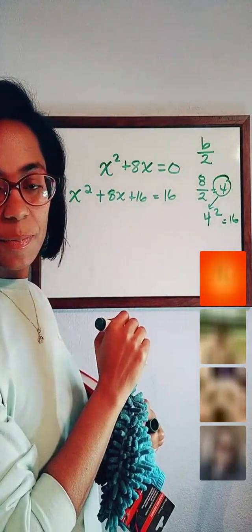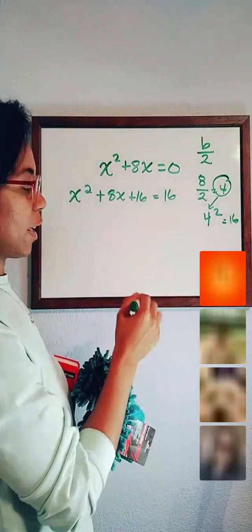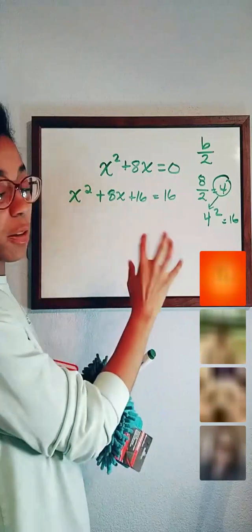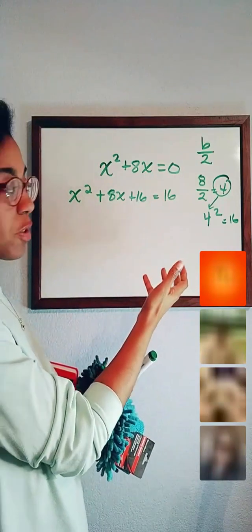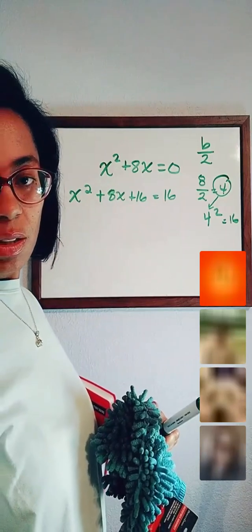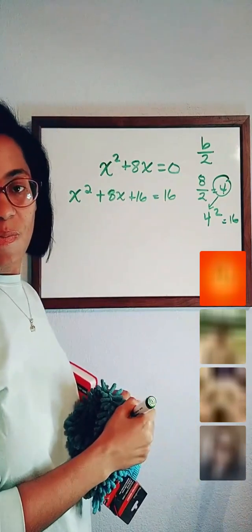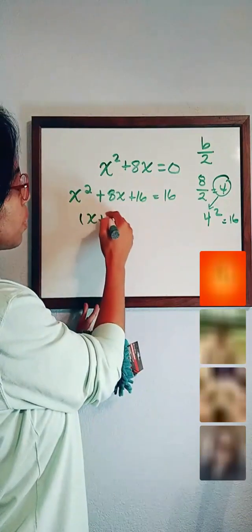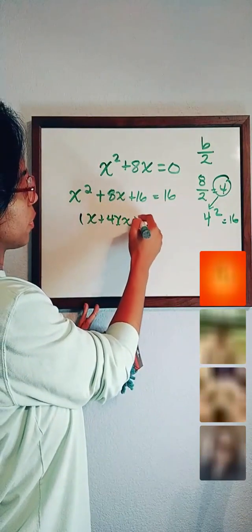Is it a factorization or what? What we're going to do is factor it to make a perfect square binomial so that we can factor both sides and solve for the roots. So this is going to factor down into x plus 4 times x plus 4.